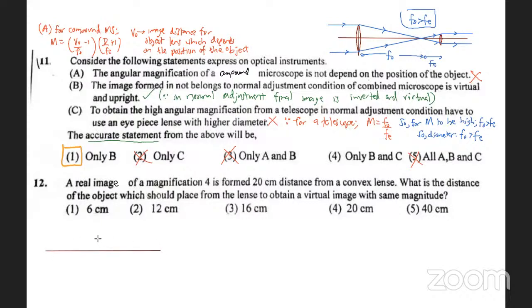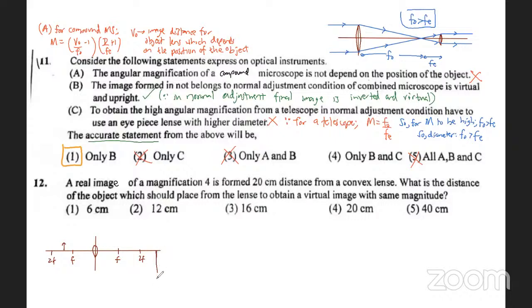Magnification 4. That means definitely this is what's happening. The object should have been between f and 2f, because when you keep it beyond 2f, the image will be diminished. So the object should be here, then only you'll get a real image, and then they are getting an image somewhere beyond 2f, and that image is going to have a magnification of 4.